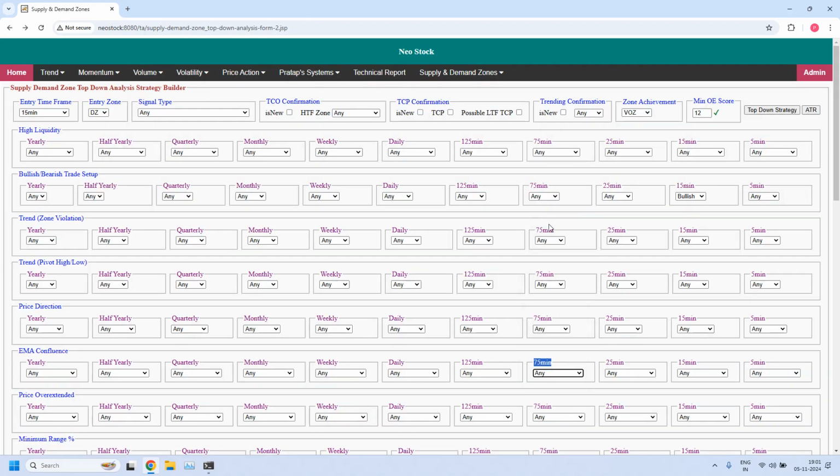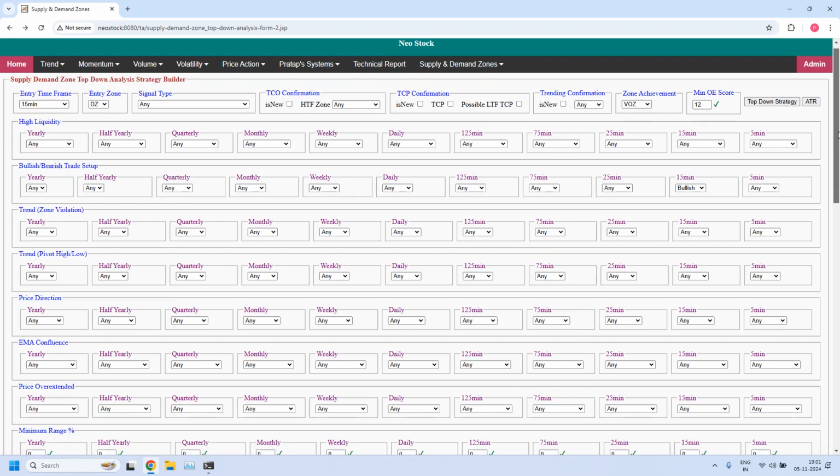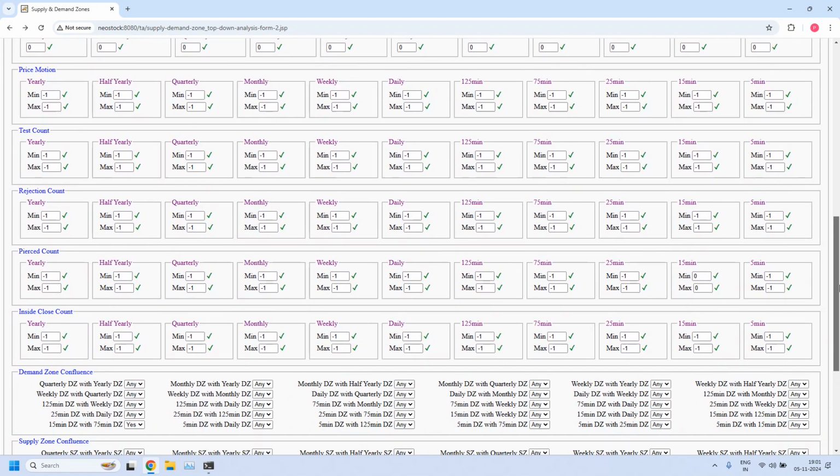I am removing the EMA filter. With LTF, ITF, HTF, we have to set 3 filters. The first filter is already enabled. This is the one, 15 minutes with 75. Next, 15 minutes demand zone with daily demand zone confluence. 75 minutes demand zone with daily demand zone confluence filter is also enabled.